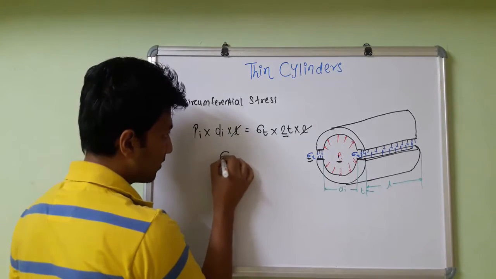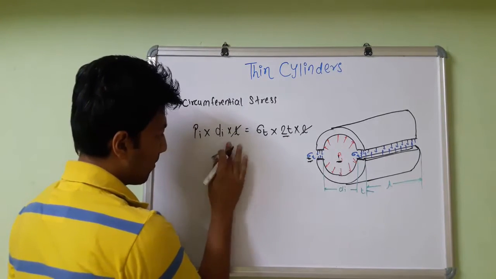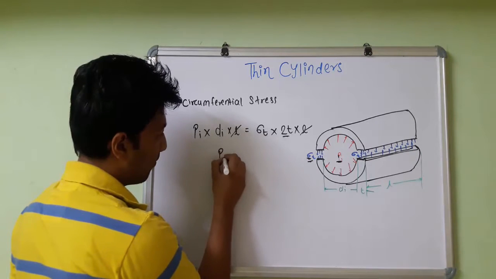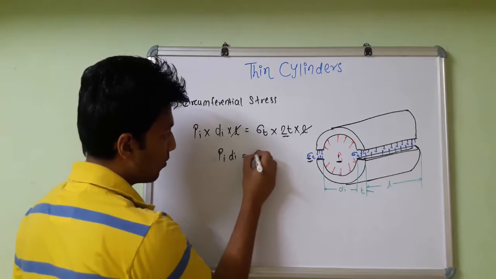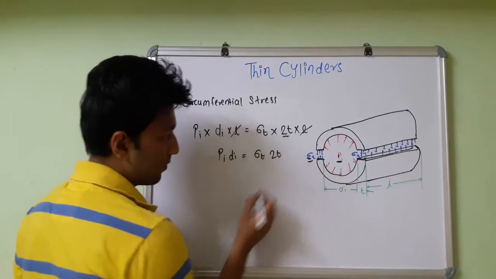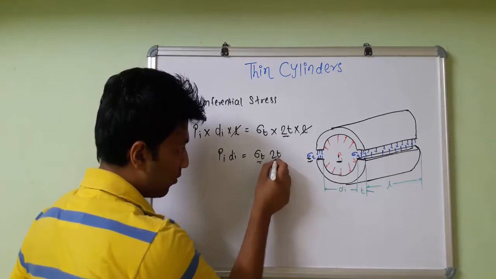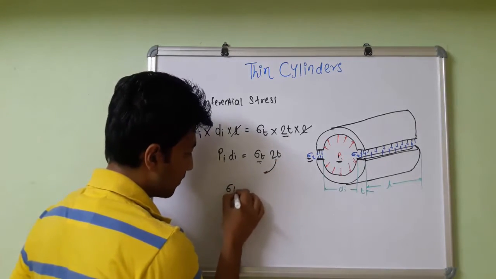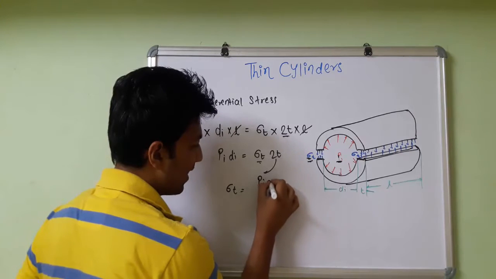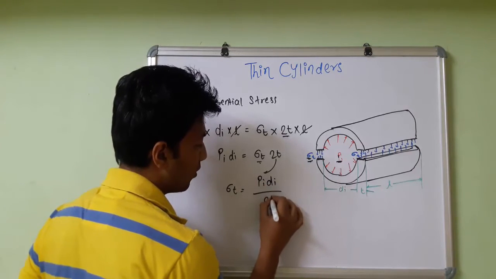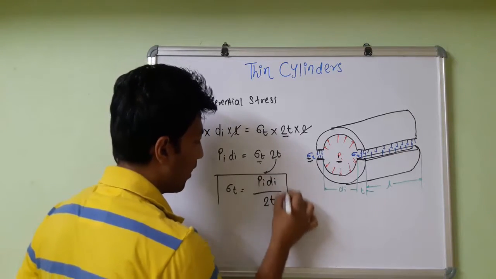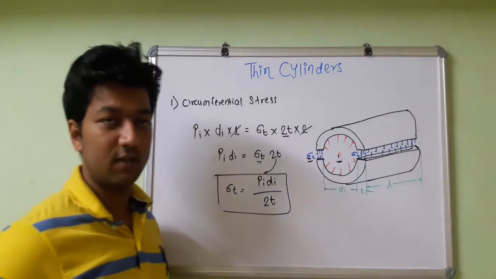So our equation becomes Pi di equals sigma T into 2T. To find sigma T, 2T moves to this side. So sigma T is equal to Pi di upon 2T. This is the formula for the circumferential stress.